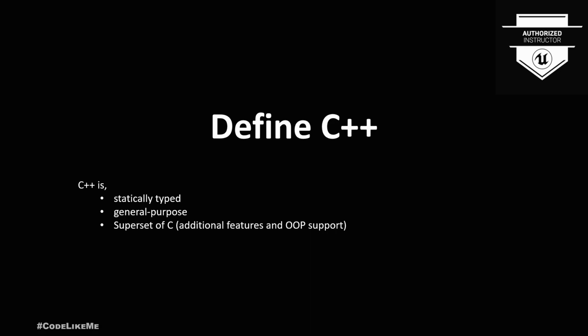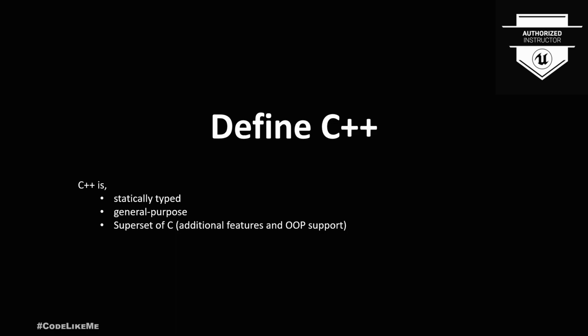When you answer this question, it can have multiple parts in your answer, like this. There are many answers to this, and this is not complete. C++ is a statically typed, general purpose language, and we can also say it is a superset of C, because C++ has additional features and OOP support. Okay, let's go through each of these statements.